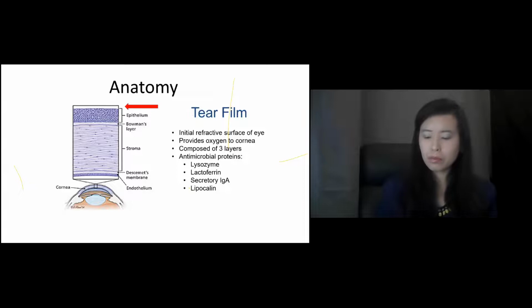There are properties to reduce inflammation so that you keep your cornea nice and clear.